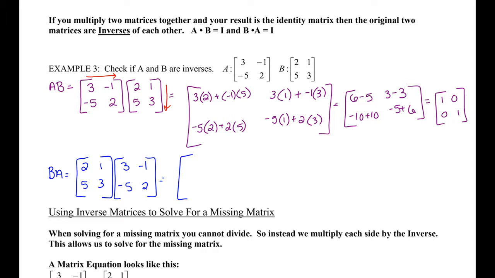Alright, using the same setup here, I'm going to go row 1 times column 1. So 2 times 3 plus 1 times -5. Then I'm going to use row 1, column 2. So 2 times -1 plus 1 times 2.